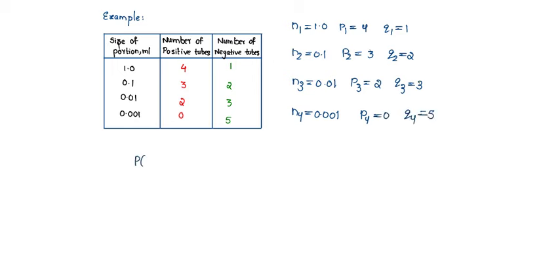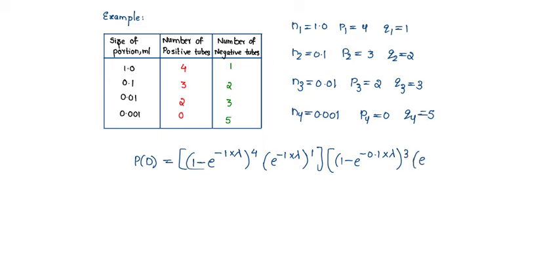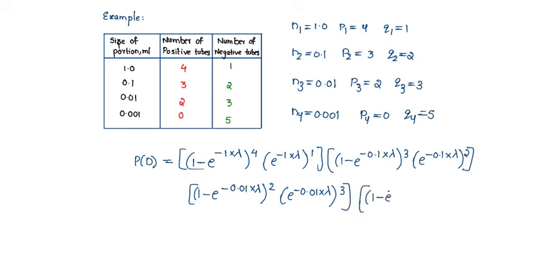So now probability of dilution is given as (1 minus e power minus n1, which is 1, into lambda) whole to the power of p1, that is 4, into (e power minus 1 into lambda) to the power of 1, into (1 minus e power minus 0.1 into lambda) to the power of 3, into (e power minus 0.1 into lambda) to the power of 2, into (1 minus e power minus 0.01 into lambda) to the power of 2, into (e power minus 0.01 into lambda) to the power of 3, into (1 minus e power minus 0.001 lambda) to the power of 0, into (e power minus 0.001 lambda) to the power of 5.